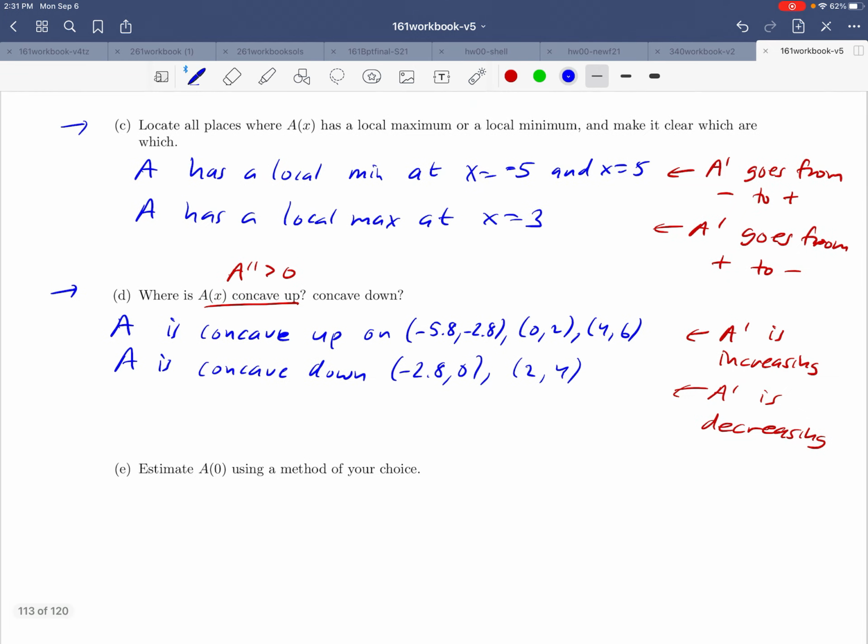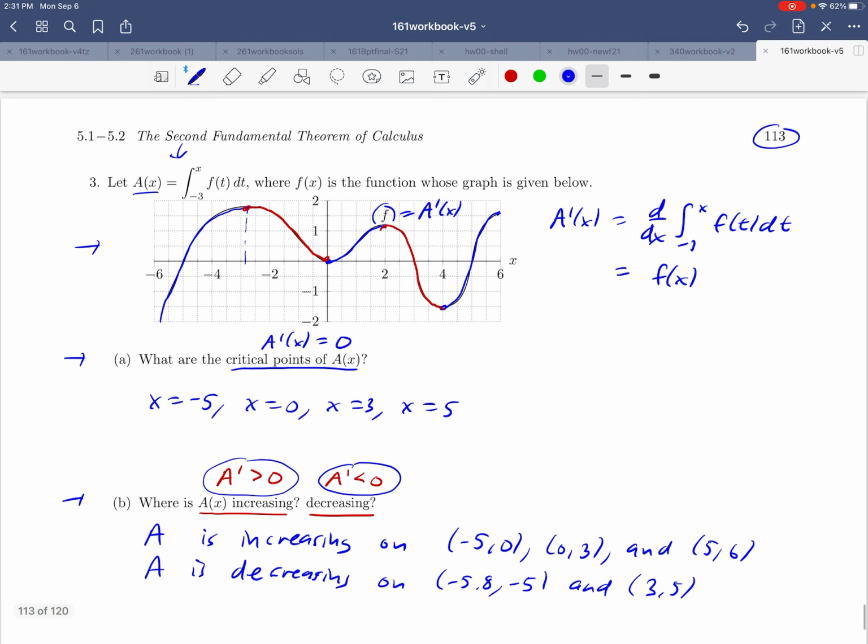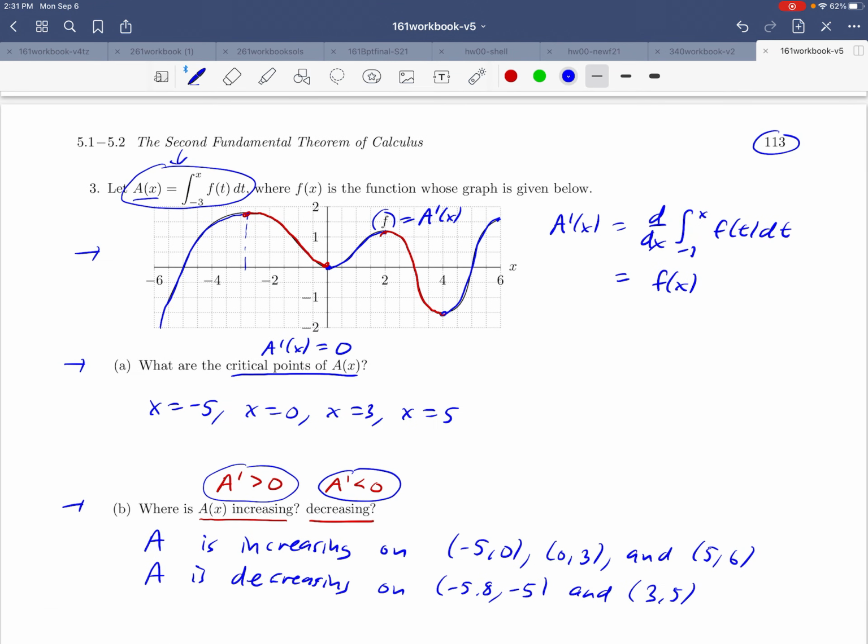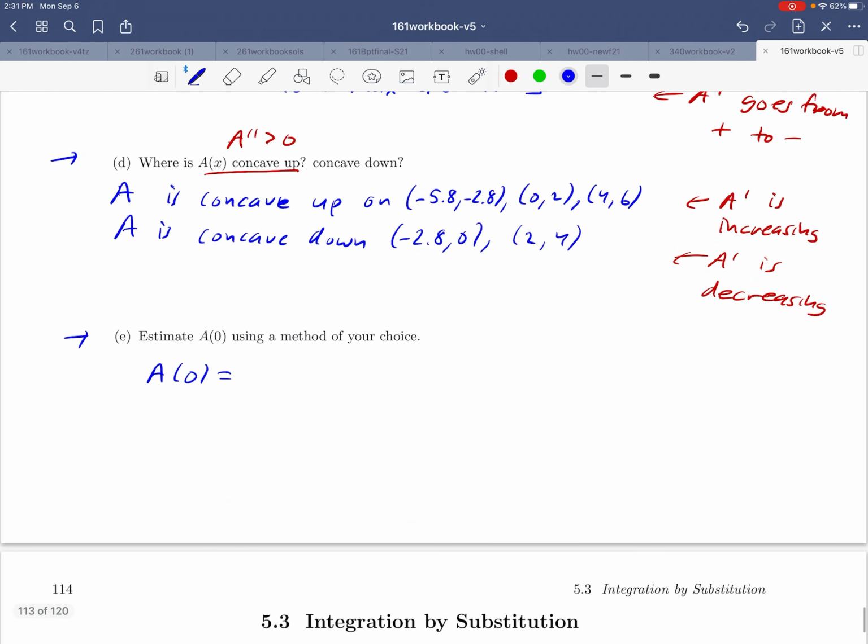Finally, they ask us an interesting question in part E. They'd like us to estimate the value of A of 0, an actual value of the function. Here we have to remind ourselves what the definition of A was. That takes us way back to the beginning. A of 0 would be the integral from -3 to 0 of f of t dt. Then we have to ask ourselves, how would we estimate the value of that integral?